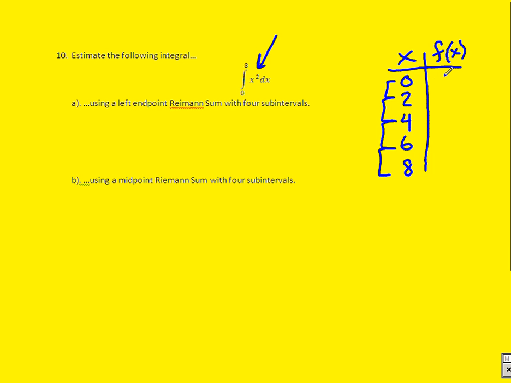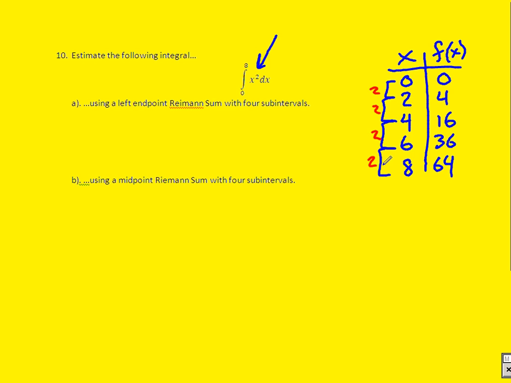What's f of x at each of these places? f of 0 is 0. Here's 4. Here would be 16 because it's x squared. This would be 36. This would be 64. What I want to look at now is the left endpoint Riemann sum. Left endpoint between 0 and 2 would be 0. And again, each of these gives me a width. In this case, each width is 2.